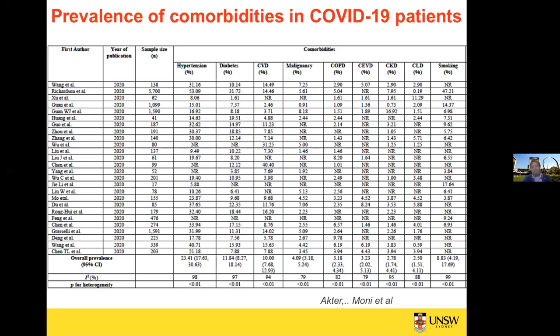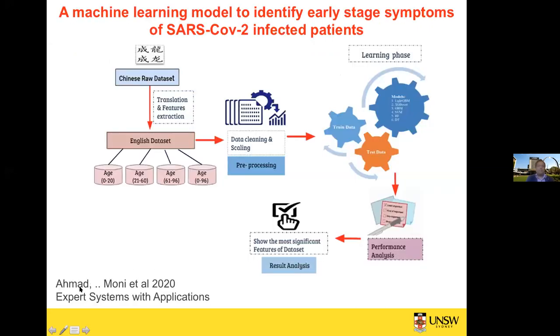In this case, our own paper was already published in Expert Systems with Applications. It is Ahmad and our team with Moni. We started this work early, when China declared that the COVID-19 infection had started. For this reason, we did not find huge data, so we started by considering the Chinese raw data sets. In our team there are also some Chinese collaborators who translated those into English because we don't understand the Chinese language.